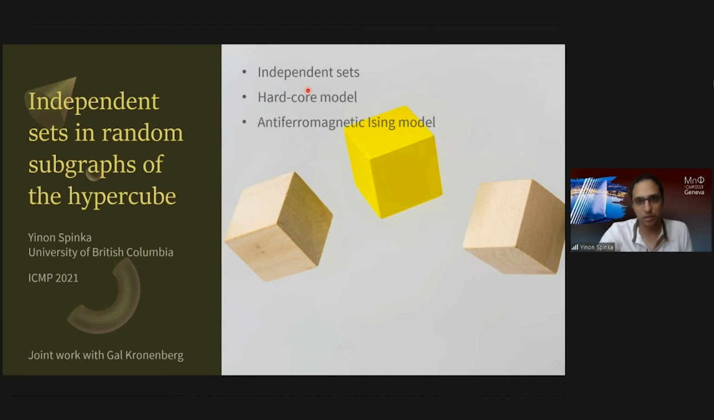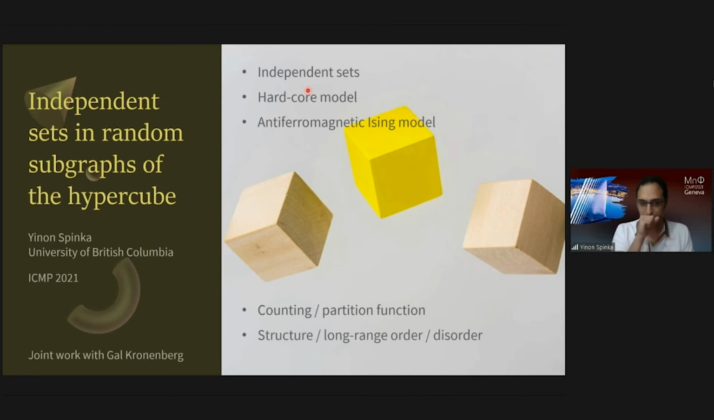So in these types of models, there are various types of questions that people look at. One type of question is a counting question, so counting independent sets, or for the hardcore model or antiferromagnetic Ising model, this would be computing the partition function, which is a weighted counting problem. And then there's another type of aspect, which is structural information, for example, long-range order versus disorder, and so forth.